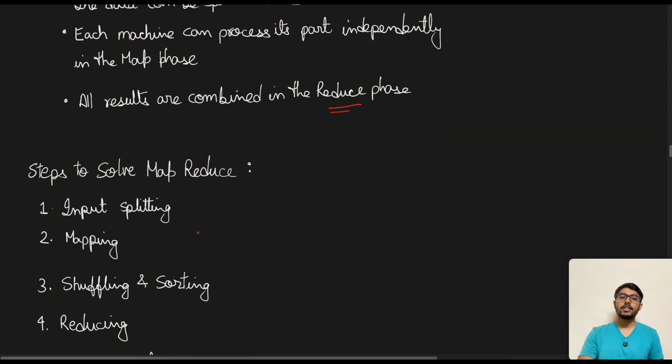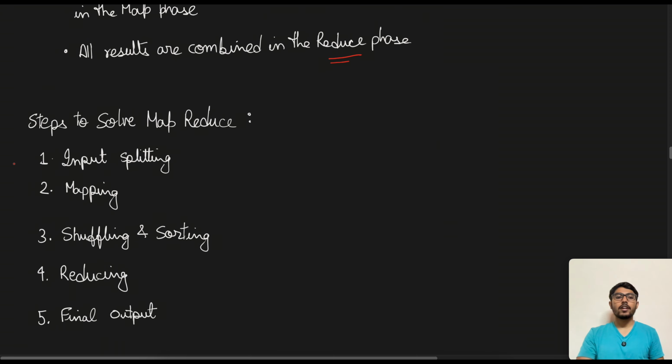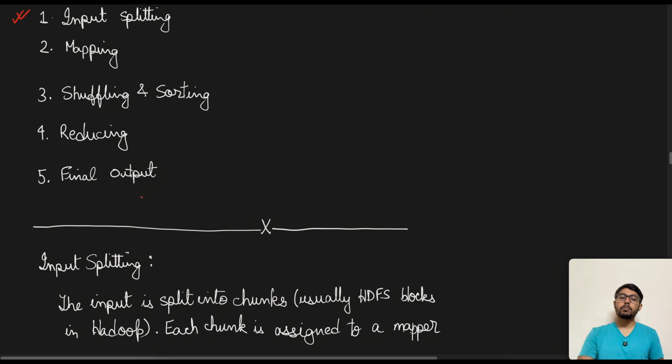So the solving steps would be: first, input splitting. We split the input. The next step is mapping. The third step is shuffling and sorting. The fourth step is reducing, and the fifth step is final output, right? We'll see them in detail one by one. So let's start with input splitting.